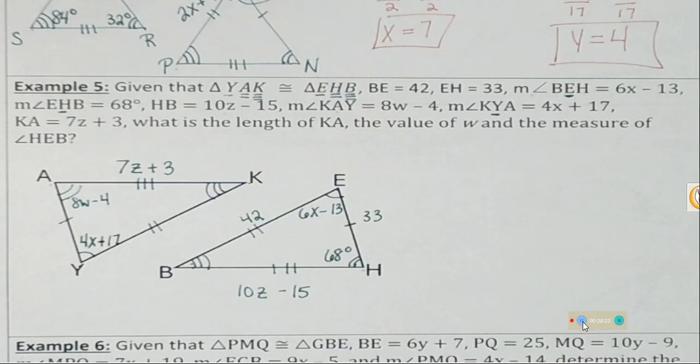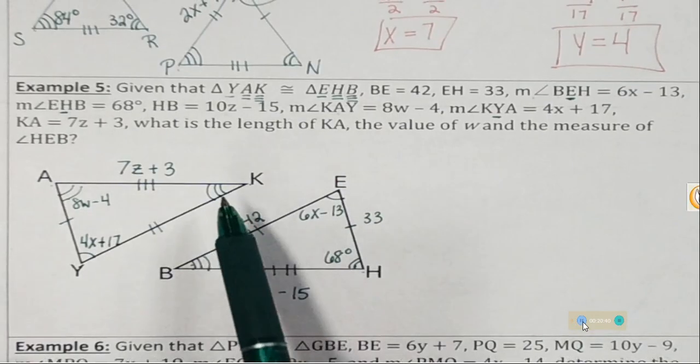Every bit of that came from that information. So I want you to take a second to make sure that your triangles are properly labeled. All right. So in this particular question, I actually asked you 3 different problems. Okay. So the first thing I want to know is, what is the length of KA?